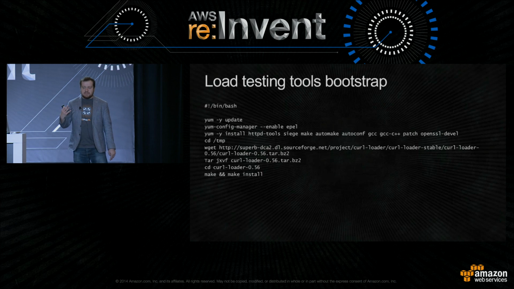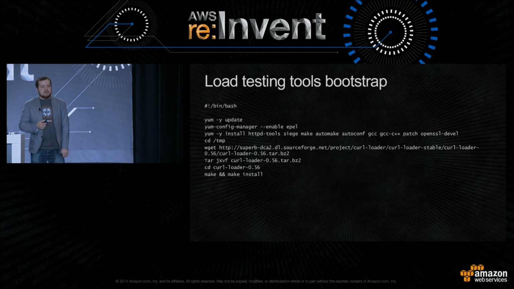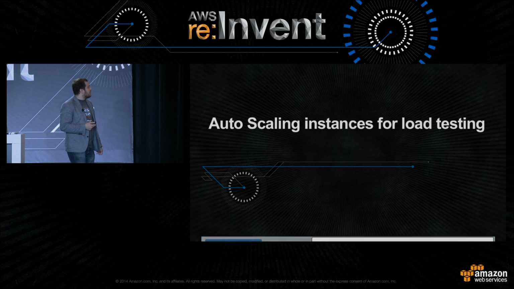So almost all the tools I'm showing here except curl-loader, I can just get off of RPM. So I'm installing ab, which is Apache Bench. I'm installing Siege, which is another load testing tool. And I'm installing all the stuff I need to compile curl-loader. So GCC, Automake, Autoconf, all that kind of stuff. And then I'm downloading curl-loader. I'm extracting it. And I'm just making and installing it. And this runs as root, so I don't need to do sudo anywhere because I'm going to put this in user data. So then I'm making an auto-scaling group.